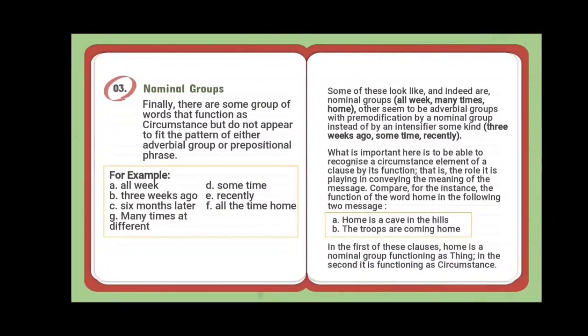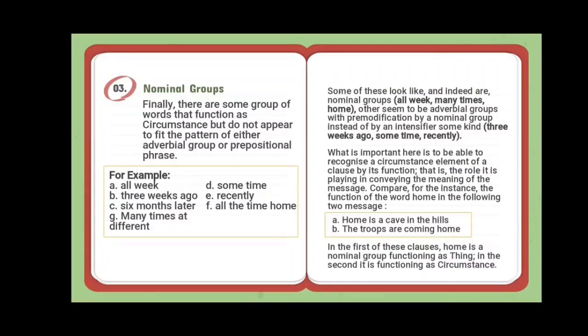Alright, now let's move on to the last one, nominal groups. Finally, there are some groups of words that function as circumstance but don't appear to fit the pattern of either adverbial group or prepositional phrase. For example, all week, 3 weeks ago, 6 months later, many times, sometime, recently, all the time, home. Some of these look like, and indeed are, nominal groups, like all week, many times, and home. Others seem to be adverbial groups with pre-modification by a nominal group instead of by an intensifier, like 3 weeks ago, sometime, and recently.